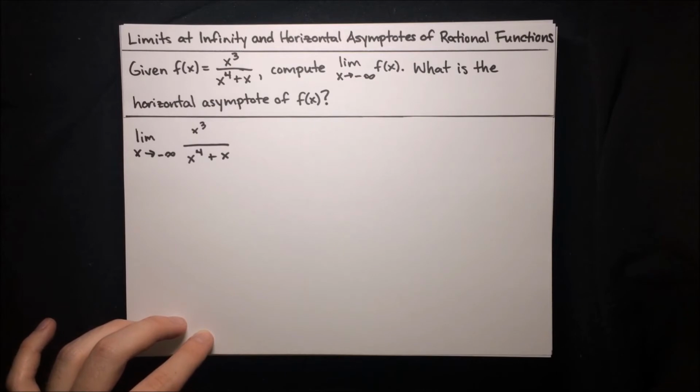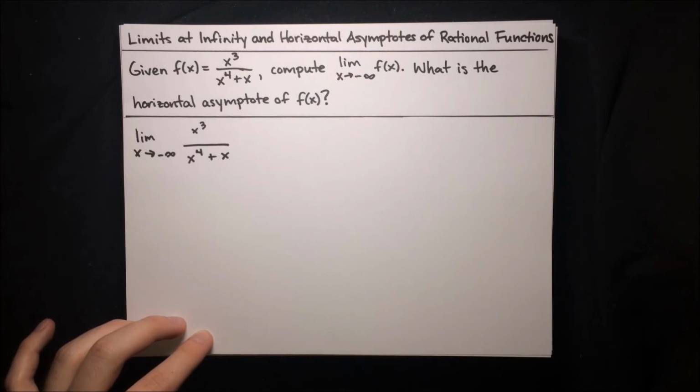And do you remember what we did to remedy the situation in the previous example? We just looked for the highest power of x in the denominator, and then we divided both the numerator and the denominator by it. So let's do that again here. What is the highest power of x in the denominator?